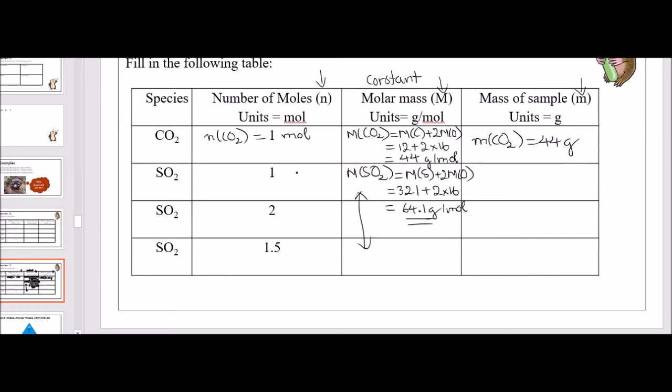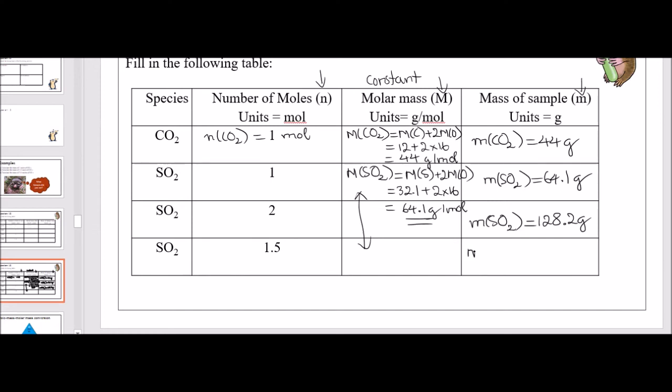If you have 1 mole of sulfur dioxide and each mole has this mass, obviously in the first case the mass will also be 64.1 gram. If you have 2 moles, you double the mass. So we have 128.2 grams. And if you have 1.5, then you basically take 1.5 of this.